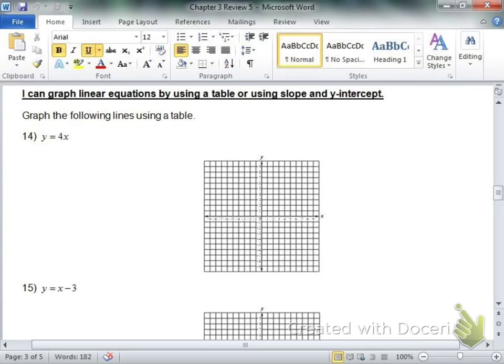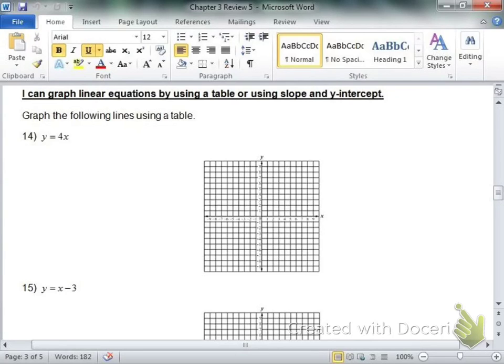Alright, so we are going to start our graphing section. The first I can statement says I can graph linear equations using a table or using slope and y-intercept. So we're going to start by using a table. Then we're going to use the M and B method. Any questions before we get started?